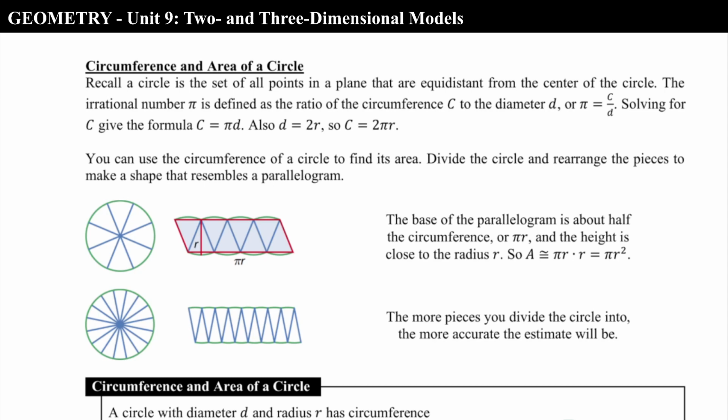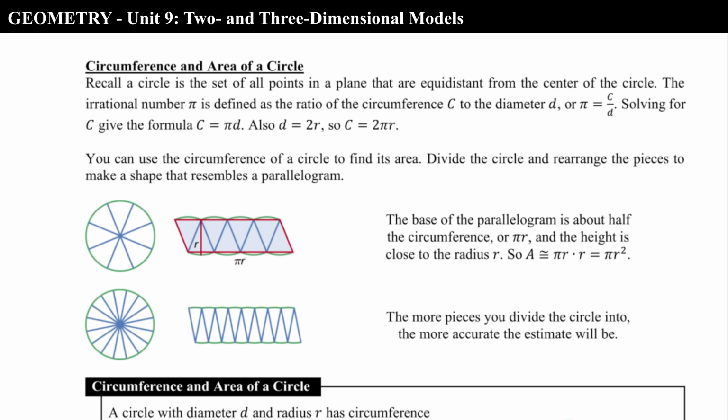And if you take the circumference and divide it by the diameter of any circle, that will give you 3.14159 and so on. Solving for C gives the formula C equals pi times d, but we know that d is also 2r, so our circumference is 2 pi r. You remember from the last unit we used that for circumference when we did the arc length.